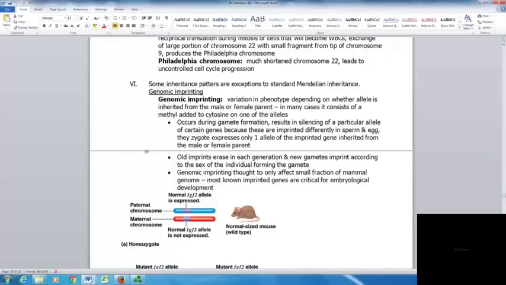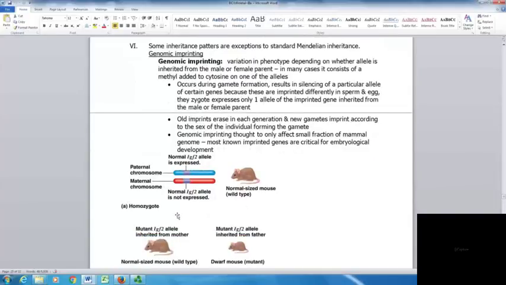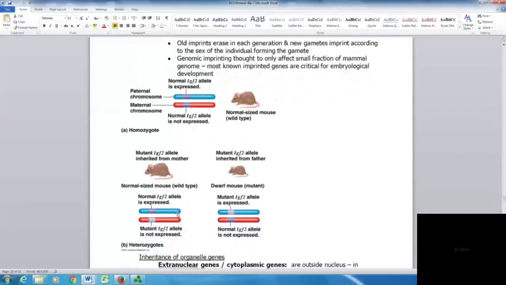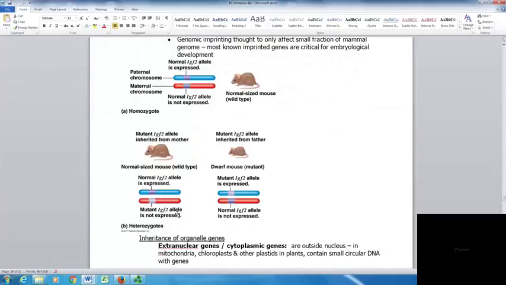Genomic imprinting is thought to only affect a small fraction of the mammal genome. Most of the known imprinted genes are critical for embryological development. So the example here is in a mouse. If you have the allele inherited from the mother, you get a normal-sized mouse. If it's inherited from the father, you would get a dwarf-sized mouse.